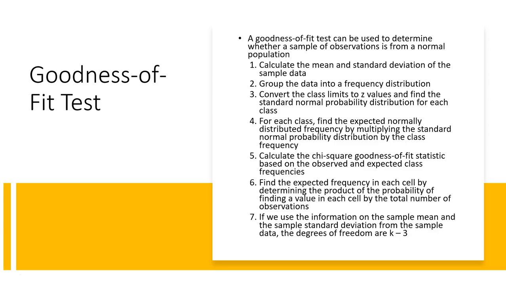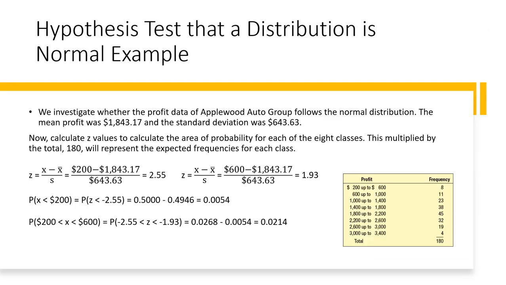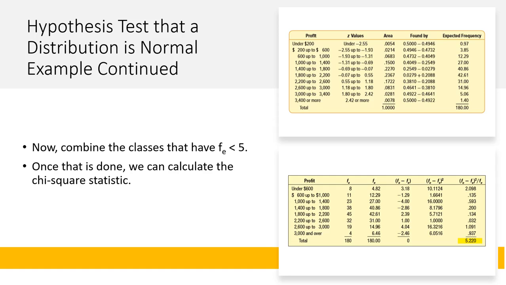Here are the steps to perform a goodness of fit test to determine whether a sample of observations is from a normal population. Once all the expected frequencies have been calculated, you put them in a table in the column for area. The areas should all add up to 1.000. So now we can combine our classes of our expected values that are less than 5. And once that's done, we're going to continue with our chi-square statistic analysis and go into our hypothesis testing.